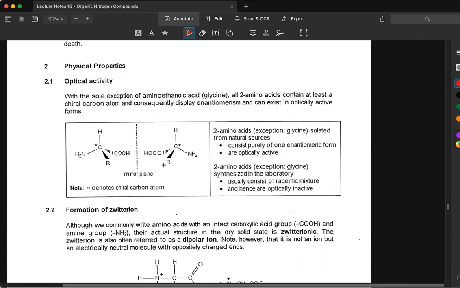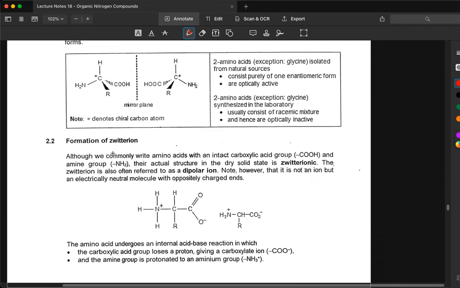So they usually are a racemic mixture, and then they are optically inactive for the one made in the lab. But the one usually from natural sources, you have purely one of it only, so it's optically active. So it depends.